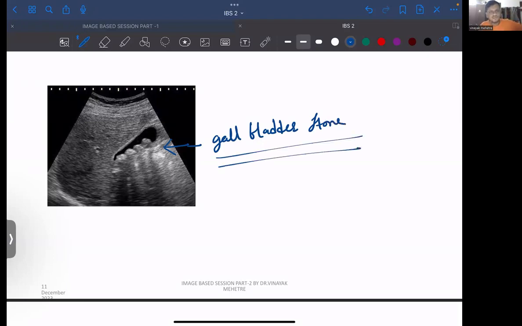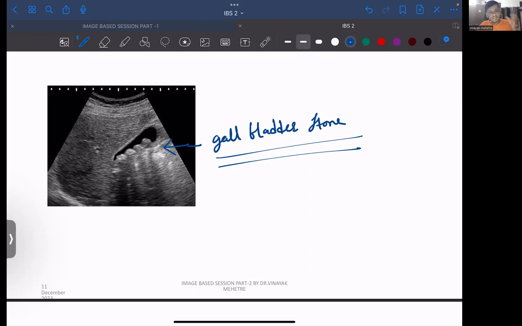Okay, gall bladder stone. अब इसी क्वेश्चन को I will twist it around. AST ALT deranged, ठीक है, pain in right upper quadrant, fever is there, and TLC or WBC count is increased. What is the diagnosis? Cholelithiasis था, now patient is presented with acute cholecystitis.